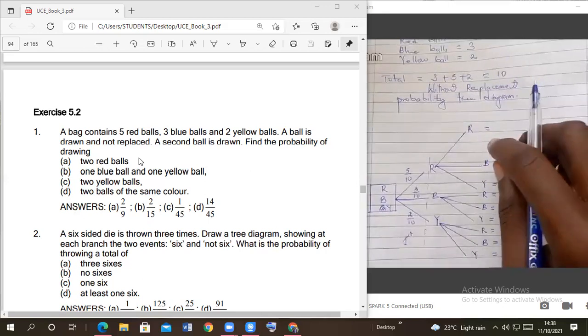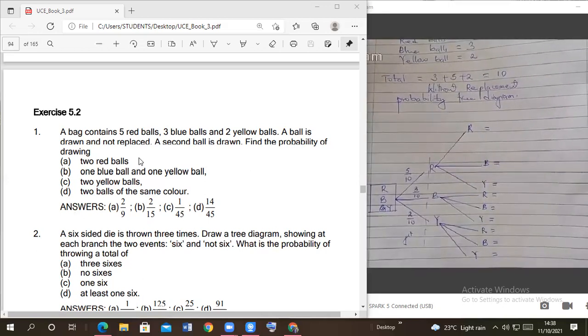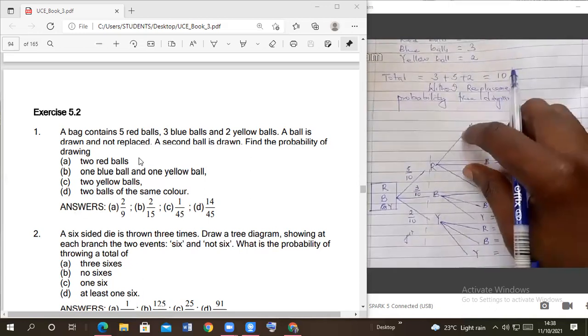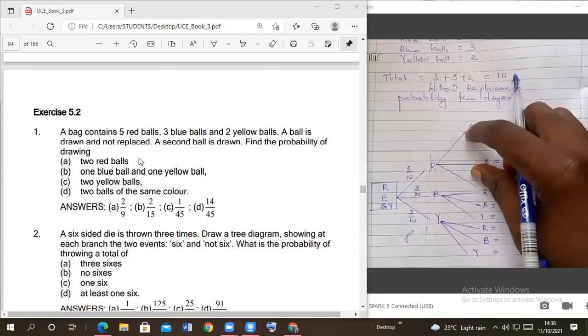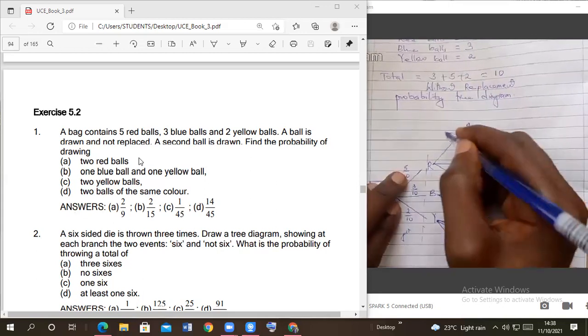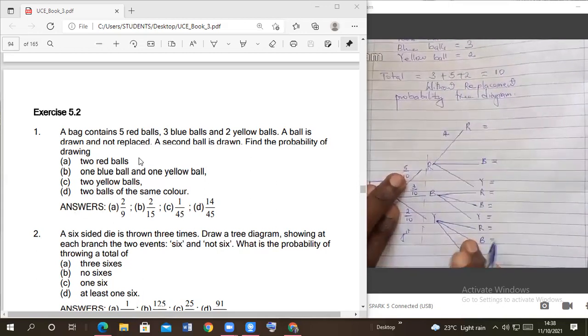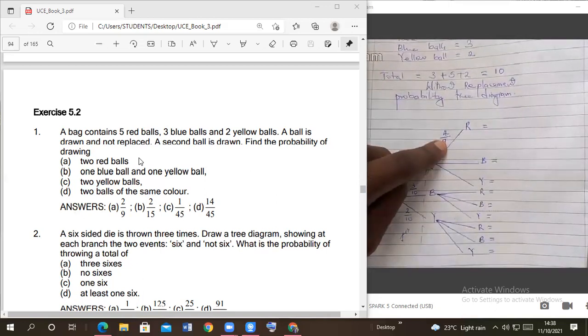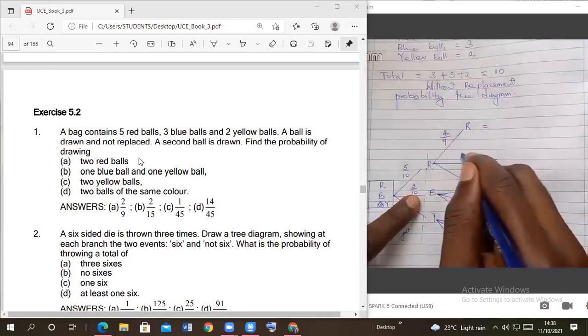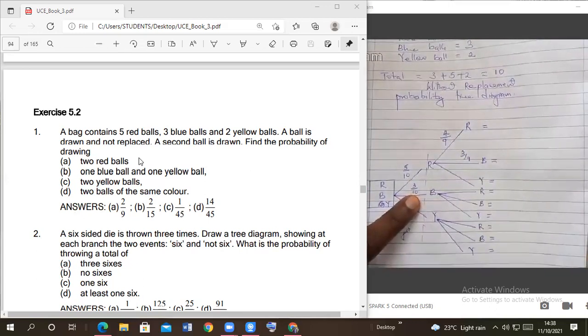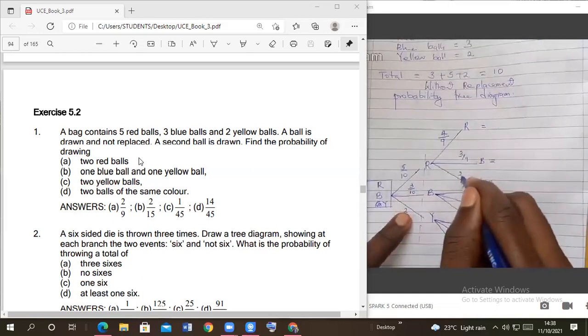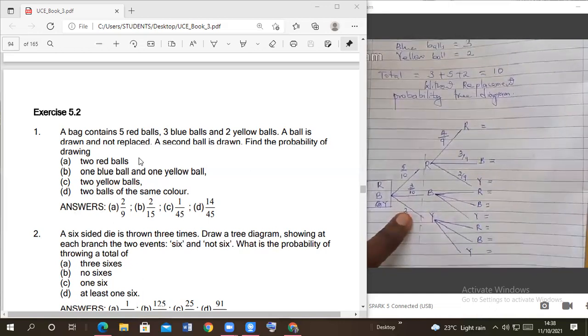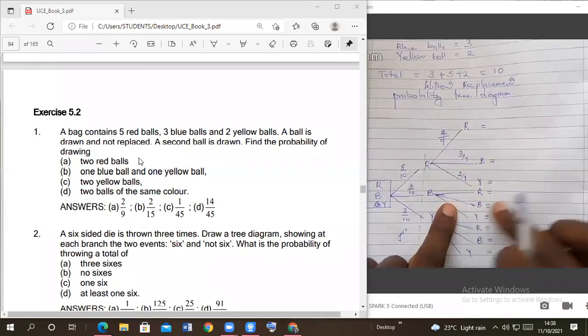So we are going to assume. In the first branch, are you seeing this first branch members here? I'm going to assume that I've picked red. So if I pick red, the number of red will reduce to 4. Out of what? The number of balls will also reduce to 9. I did not pick blue, which means the number of blue will still remain 3 out of 9. I did not pick yellow, which means yellow will still also remain 2 out of 9.